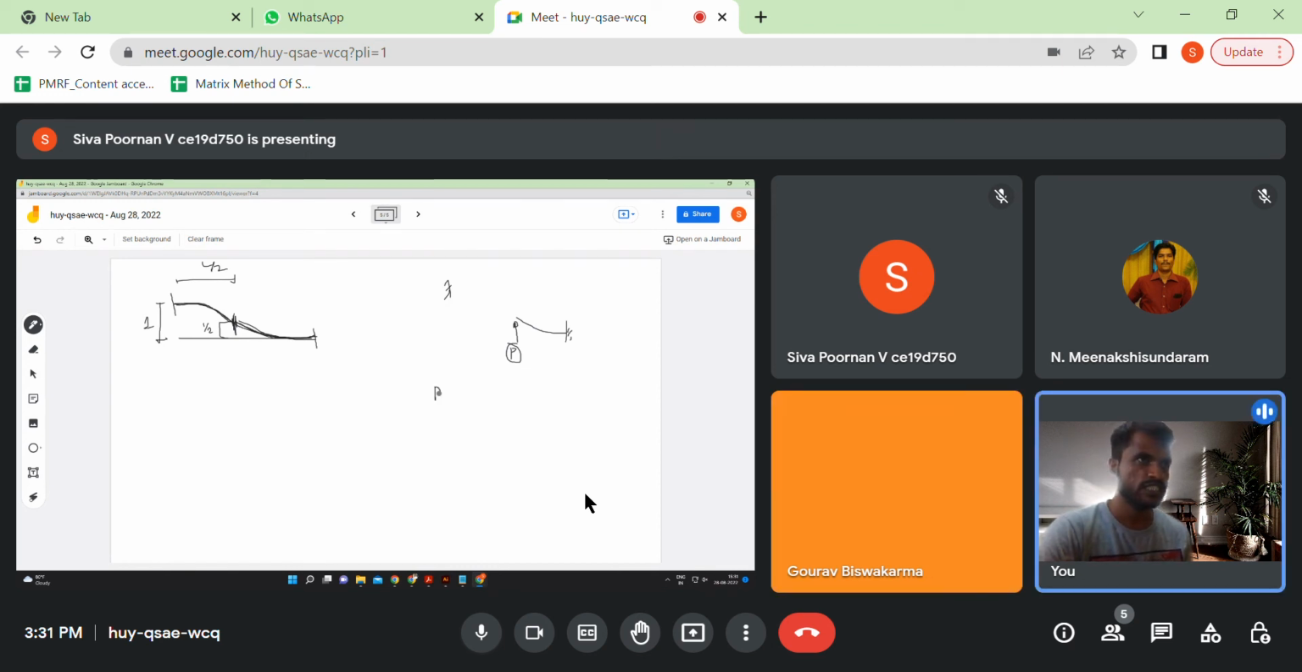So these formulas, if you know them, then you can use this method. PL cube by 3I is equal to half. So you find out what P is. And here L is not L, it should be L by 2. So let's just denote it as L dash. Just substitute L equal to L by 2 and then find out what P is.